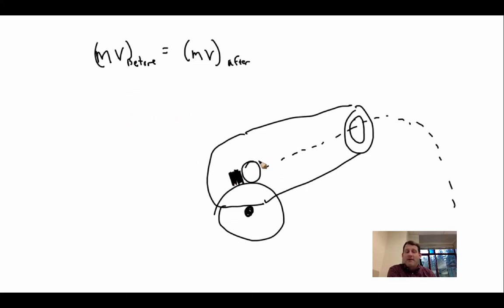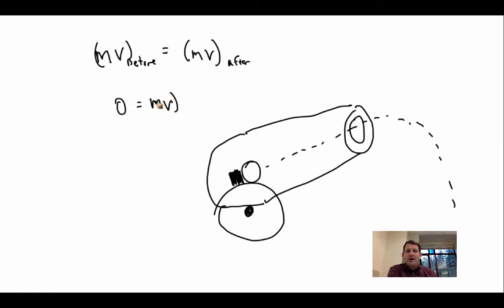Before the explosion, nothing's moving, so all the velocities are zero. Velocity of the cannonball is zero. Velocity of the cannon is zero. So the momentum before is equal to zero. That must mean the total momentum after has to also equal zero. And that's after the explosion.